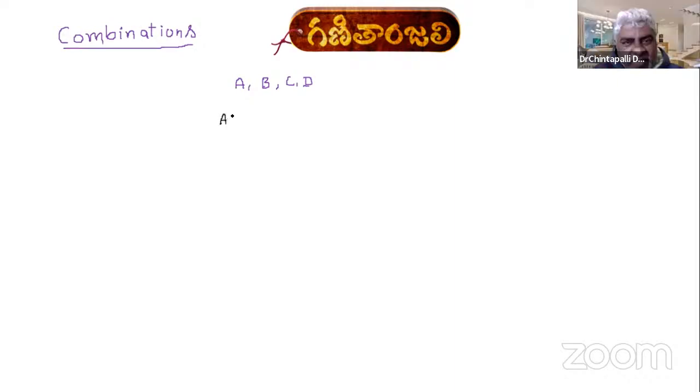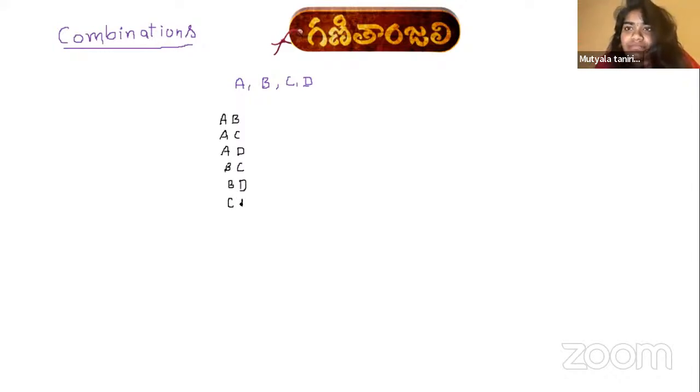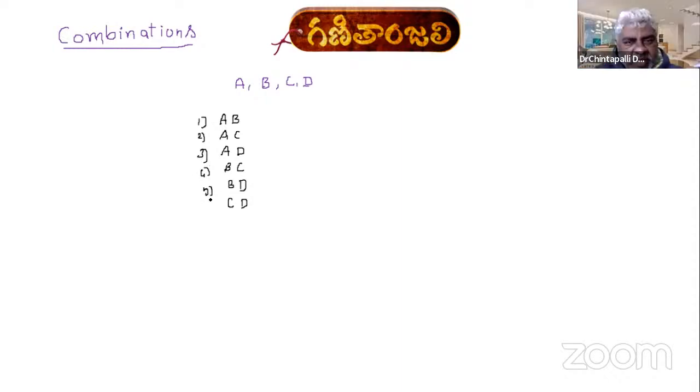A, B. You can take A, B. Next, A, C. Let's go in an order. A, D. So no option, no selection is missed. So all with the combination of A are completed. Now the combination of B: BC and BD, and CD. How many? 1, 2, 3, 4, 5, 6.